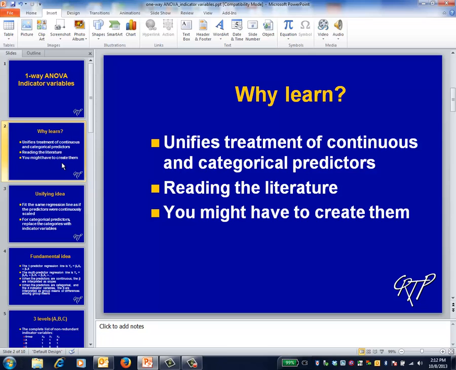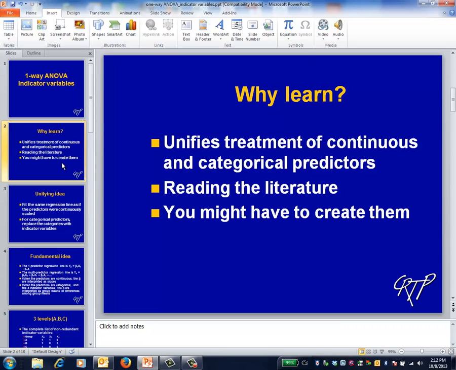Indicator variables provide the mechanism for unifying the treatment of continuous and categorical predictors. There's nothing wrong in knowing about this. Second, some of the papers you'll encounter in literature report the results, either explicitly or implicitly, in terms of indicator variables. Finally, for non-standard applications, you might have to create the indicator variables yourself.